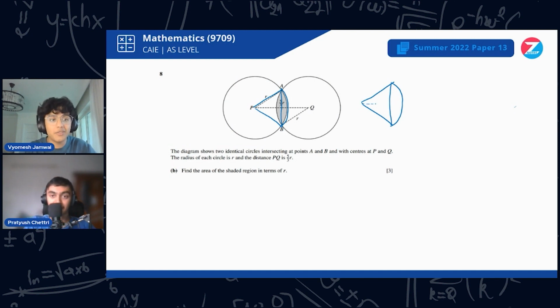So we need to find the area of the segment. If we find the area of one of the segments, we can just multiply it by 2 to find the other side too. To find the area of the segment, we need to find the area of the sector first of all, and then after that, we could just subtract the area of the triangle.